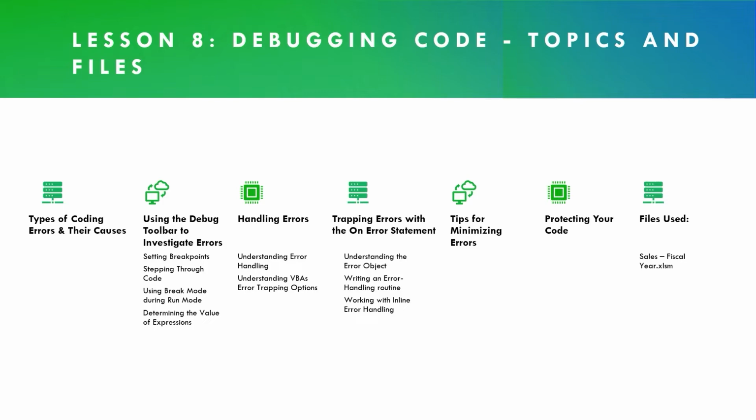Then we'll get into handling errors, and you'll learn how to understand error handling and VBA's error trapping options. We'll be trapping errors with the On Error statement. You'll learn about the error object and writing an error handling routine, and also working with inline error handling. I'll give you some tips on minimizing errors, and you'll learn how to protect your code. We'll just be using the sales fiscal year file in this lesson.